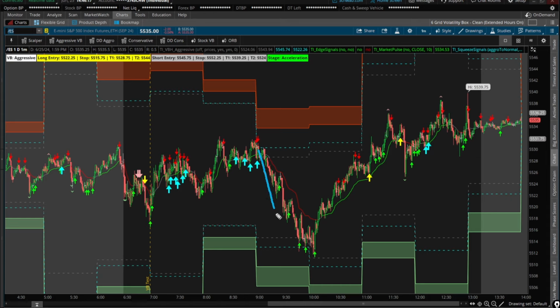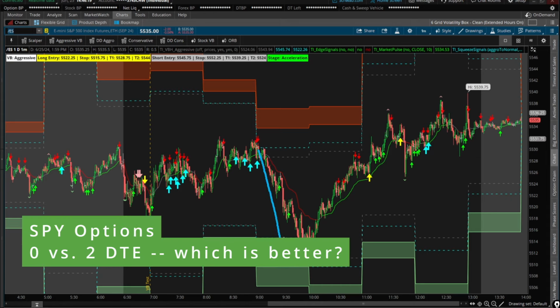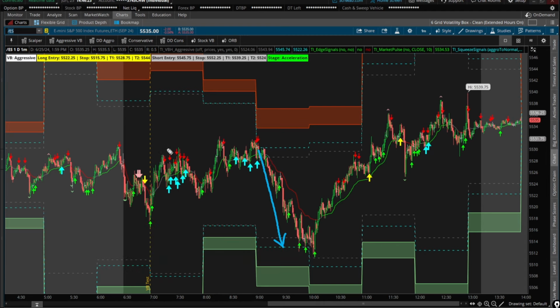However, we still had some good volatility in the S&P, which I thought was another data point we could add to our option studying. Now, the setup we're looking at is inside of the ES futures. However, the actual asset class we will compare are the 0 days to expiration options compared to the 2 days to expiration options, both using SPY.